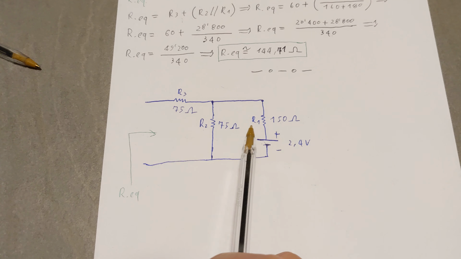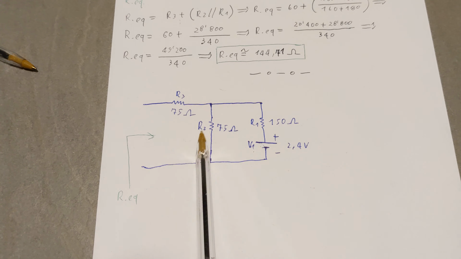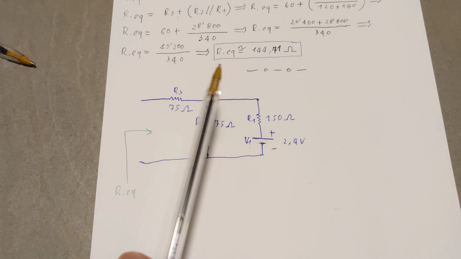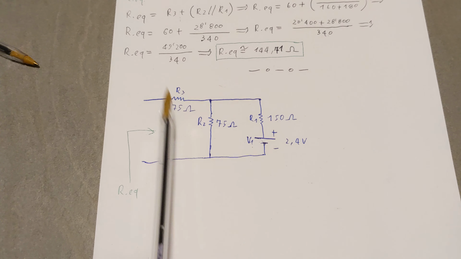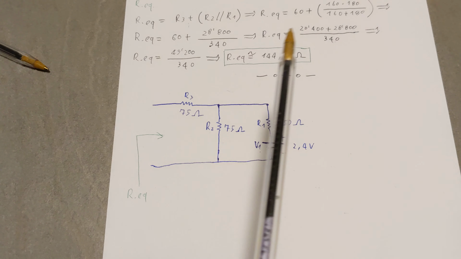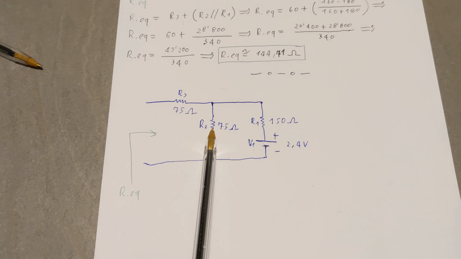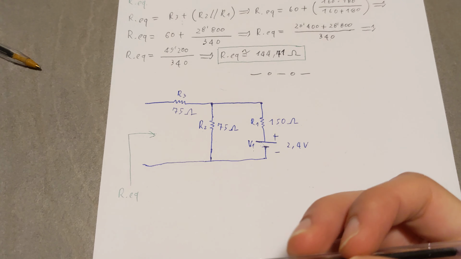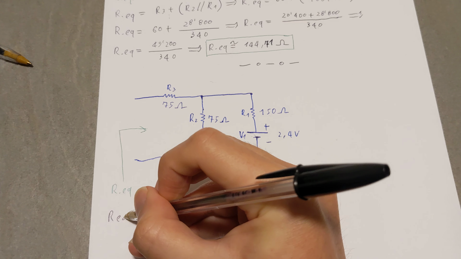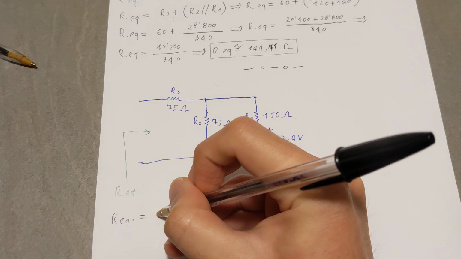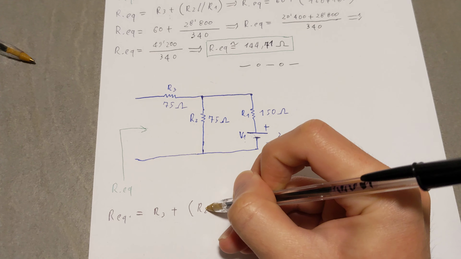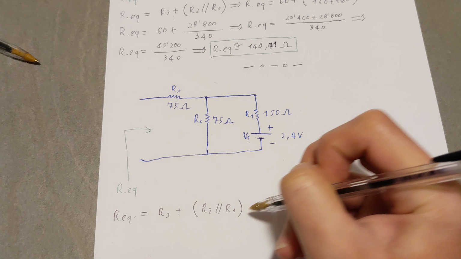So we can immediately see that R1 is in parallel with R2, and then there is R3. So again, the equivalent resistance of all those three is R3 plus the parallel between R2 and R1. So what does it mean? Well, it means that Req is equal to R3 plus R2 in parallel with R1.